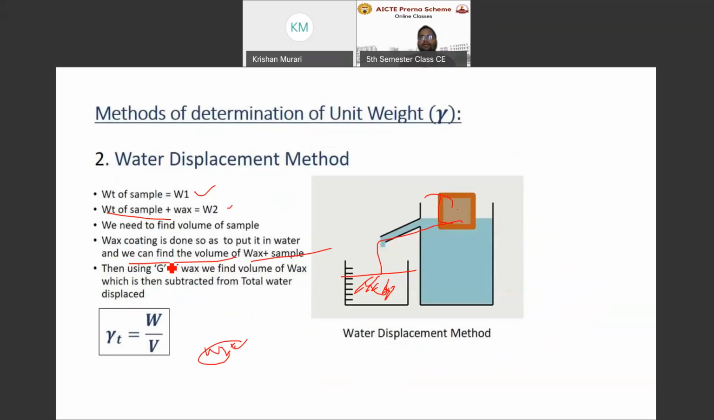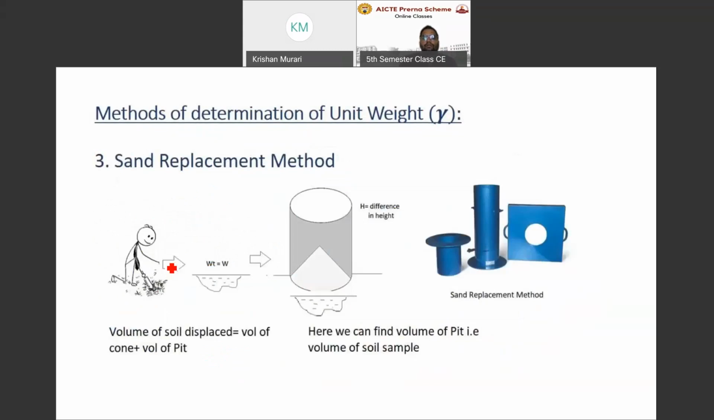This is used for clay particles, because the cohesion is not there in cohesionless soil or sands. So this method is used only for clays. The next method is the sand replacement method. That method is used for both sand and gravel.